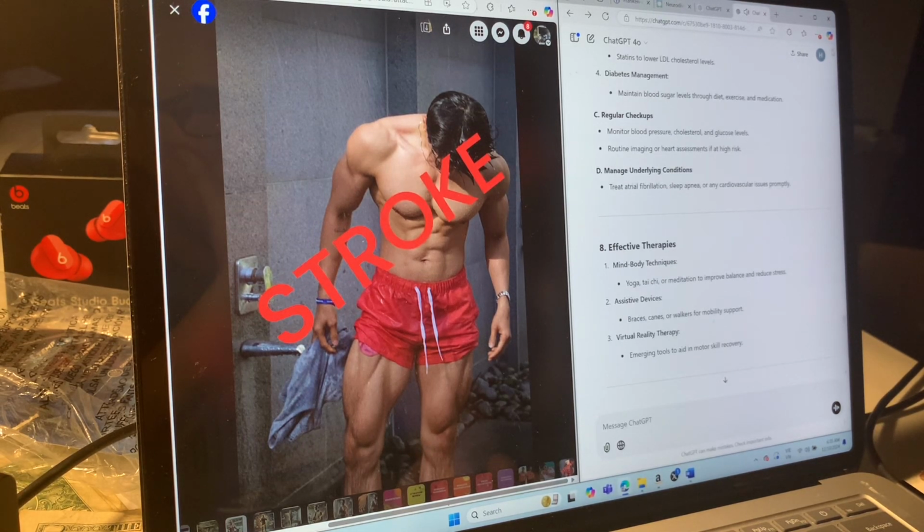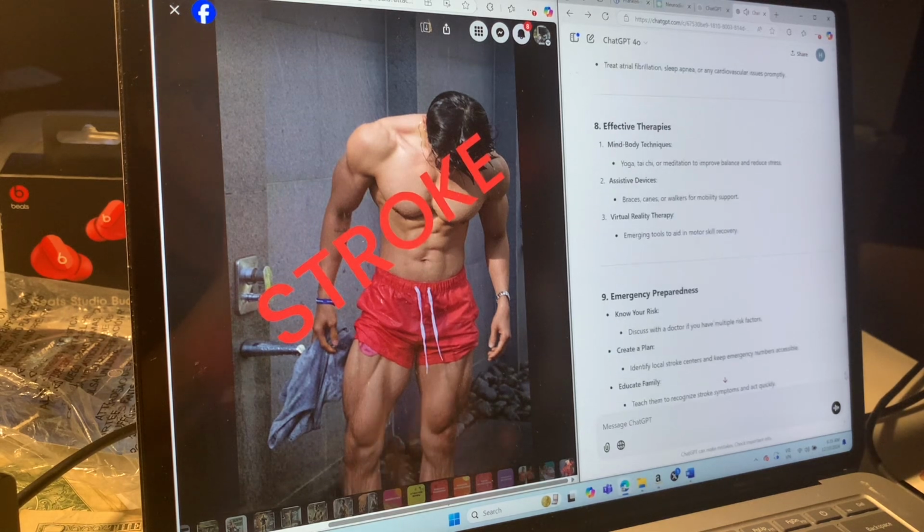8. Effective therapies. 1. Mind-body techniques. Yoga, Tai Chi, or meditation to improve balance and reduce stress. 2. Assistive devices. Braces, canes, or walkers for mobility support. 3. Virtual reality therapy.